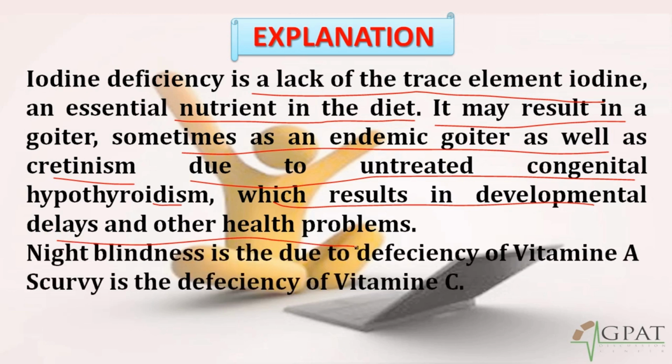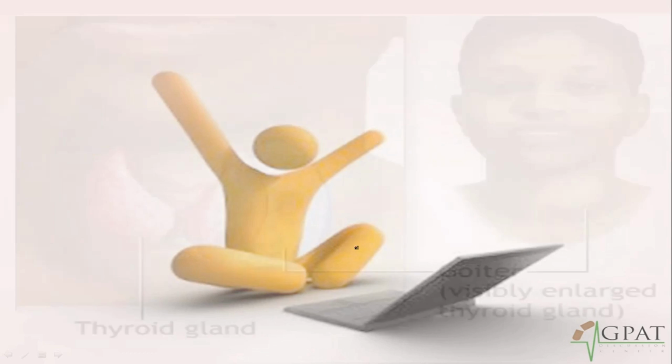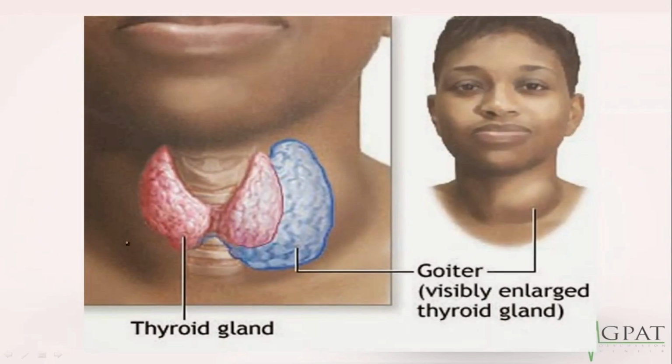Night blindness is due to deficiency of vitamin A. Scurvy is the deficiency of vitamin C. Next, you can see here the thyroid gland; when it's swollen, it becomes the goiter, a visibly enlarged thyroid gland.